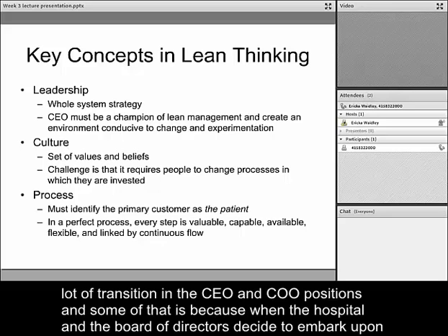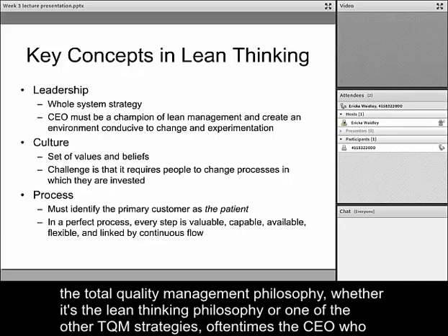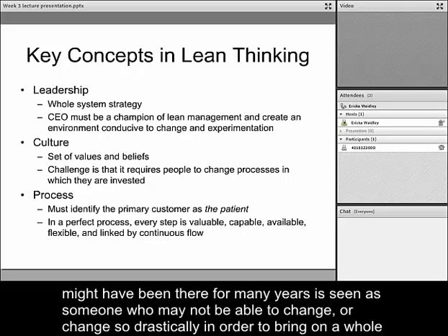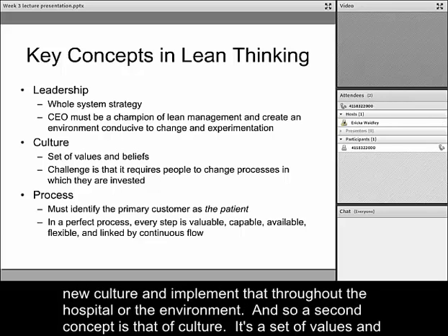And some of that is because when the hospital and the board of directors decide to embark upon a total quality management philosophy, whether it's the lean thinking philosophy or one of the other TQM strategies, oftentimes the CEO who might have been there for many years is seen as someone who may not be able to change so drastically in order to bring on a whole new culture and implement that throughout the hospital or the environment.